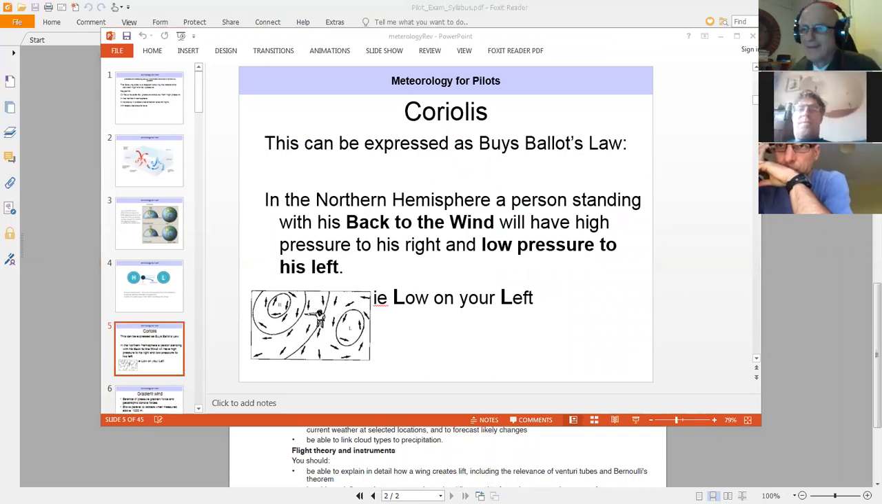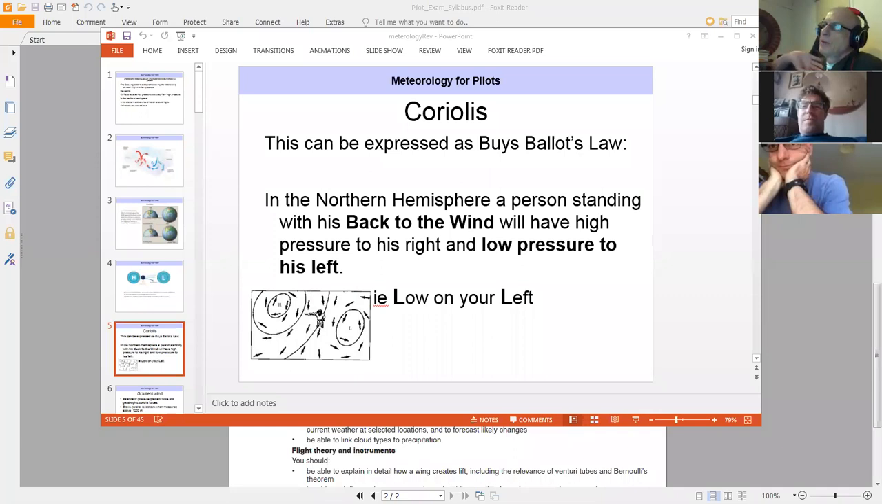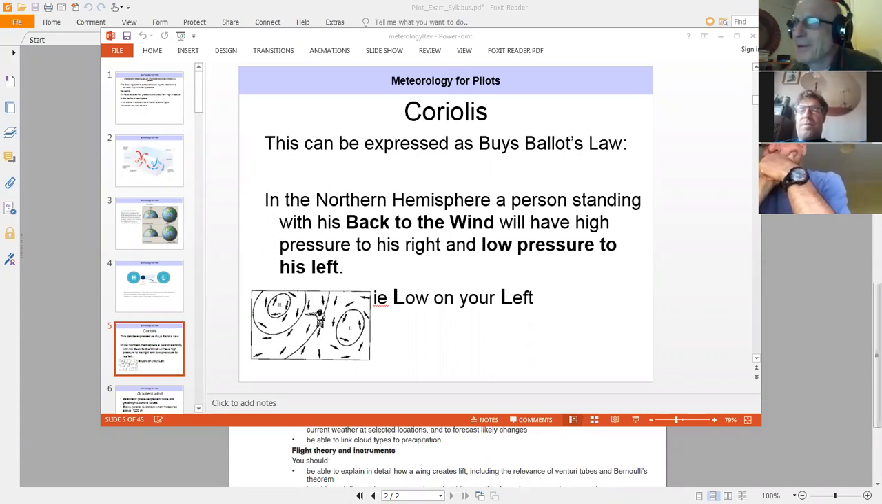So in the northern hemisphere, the person standing with his back to the wind will have high pressure to his right and low pressure to his left. You can always remember it's low on your left. It's quite interesting. You can do it next time you're on a hill and the wind's blowing. Back to the wind, and you'll see high pressure on your right-hand side and low pressure on the left side.